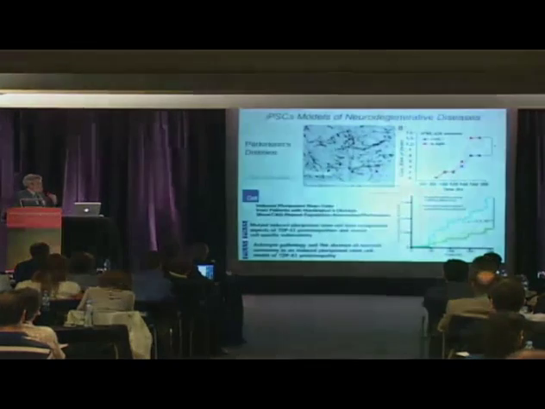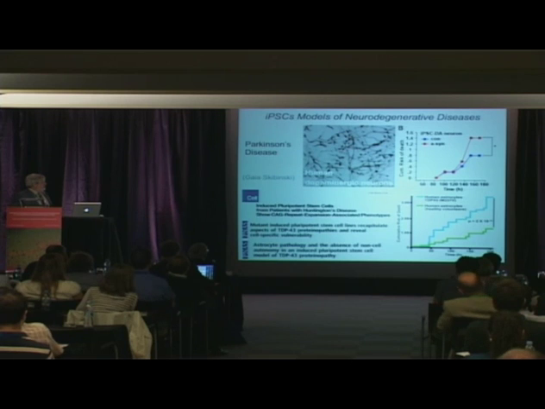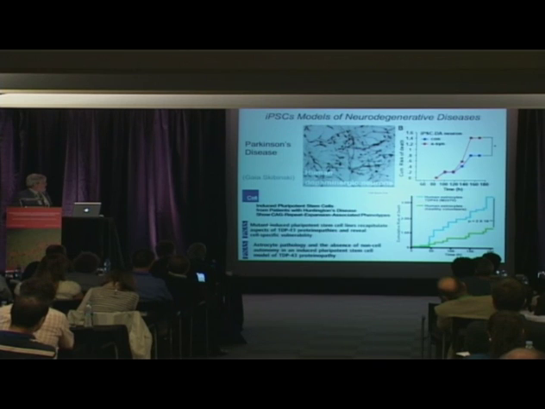And so this approach has been pretty successful. We have now made human neuron models of Parkinson's disease based on synuclein triplication and LRRK2 mutations. We've also made human models of ALS, both making those iPS cells into motor neurons as well as astrocytes.